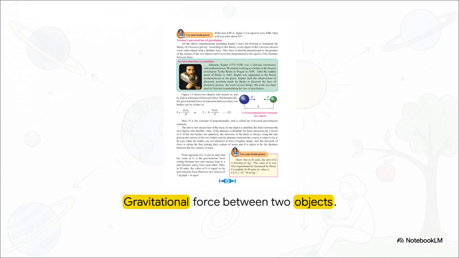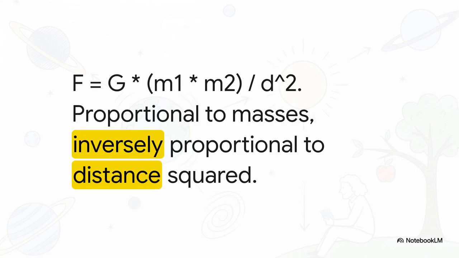This is where Newton steps in and brings it all together beautifully. He took Kepler's observational laws and combined them with his own theories on forces. Imagine any 2 objects anywhere in the universe, let's call their masses m1 and m2, separated by a distance d. Newton proposed that absolutely every single object in the universe attracts every other object with a definite force. And we can actually write this out mathematically. F equals G multiplied by m1 times m2, all divided by d squared.